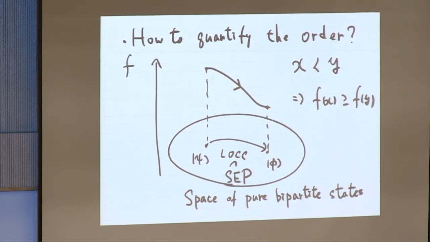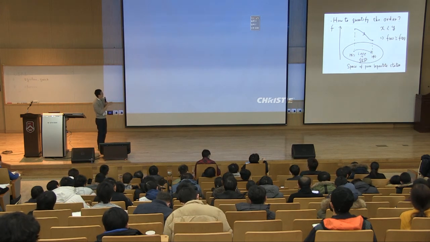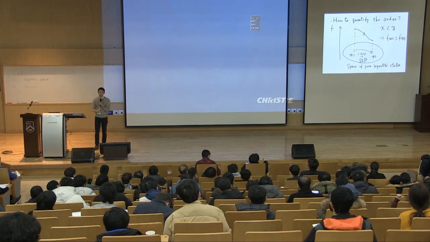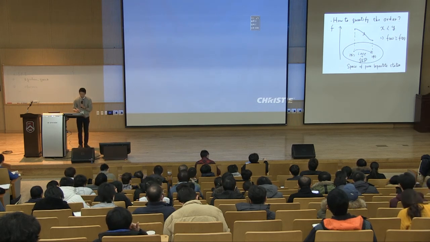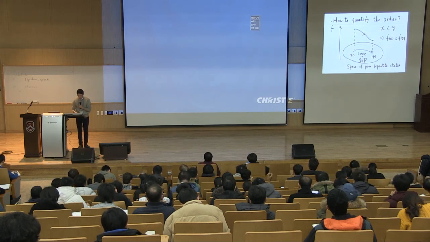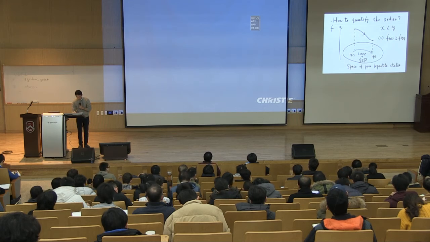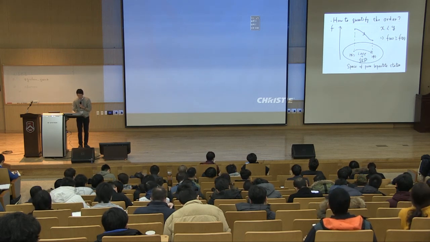But such a function does not give you the complete ordering. We lost some information. Namely, when x is modularized by y, then f of x is greater than f of y, but the converse is not true. When f of x is greater than f of y, it does not necessarily mean that x is modularized by y. This is a bit of a tricky point. To my best knowledge, I don't know any concrete example such that the converse is true, or whether there exists such a function.